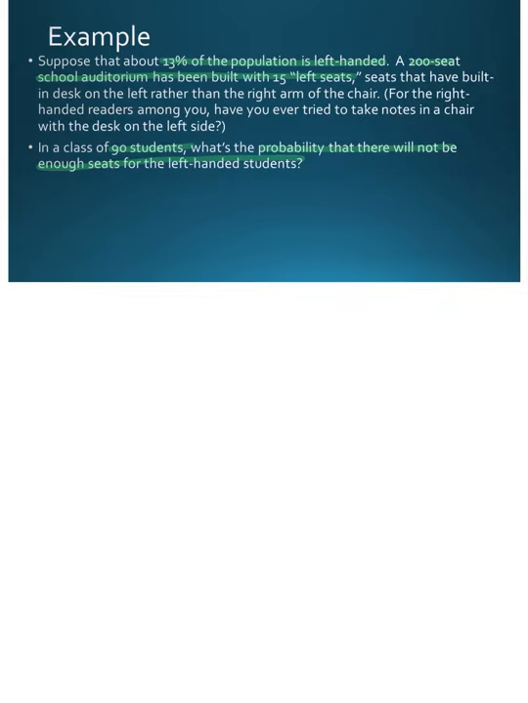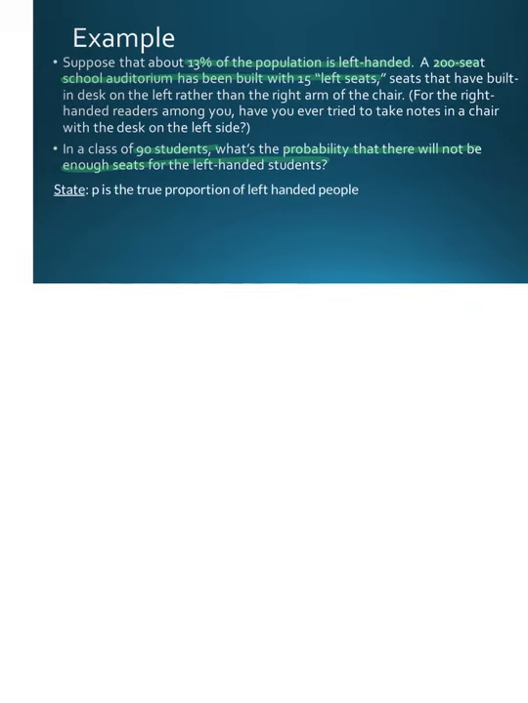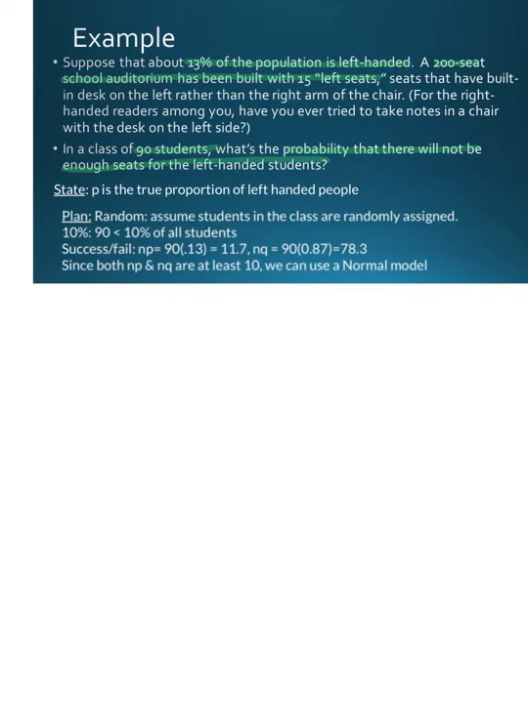Remember, our first step is to do the state step. In this case, we're going to say P is the true proportion of left-handed people. Next, we will do our plan step. Remember, in our plan step, we're going to do our 3 checks. The first is to verify that we have a random sample. In this case, we don't have enough information, so we're going to say assume the sample is representative of the population, or assume the students in the class are randomly assigned.